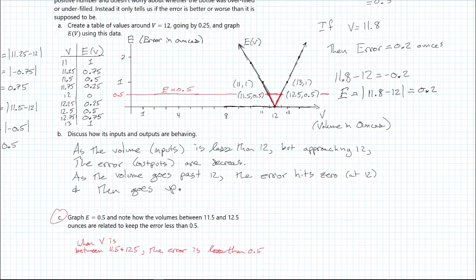Another way to write this is when 11.5 is less than or equal to V is less than or equal to 12.5, then the error, capital E, is between 0 and 0.5, right? It's not anything less than 0.5. It's never smaller than 0, so we can say that it's between 0 and 0.5 there.